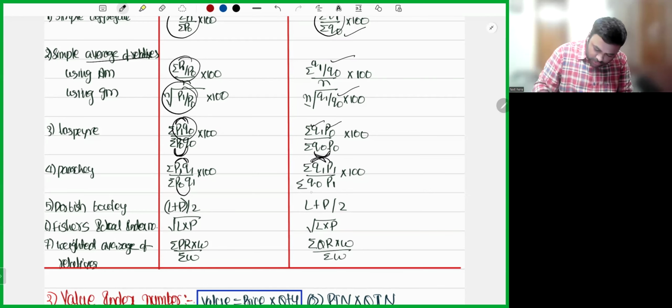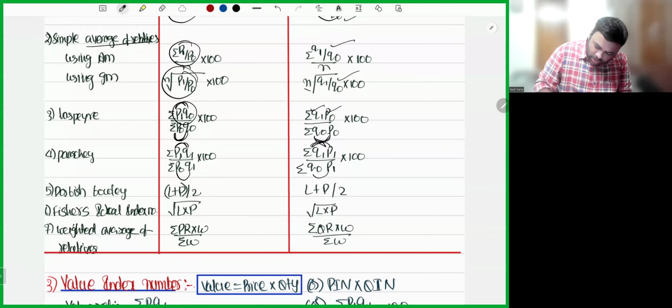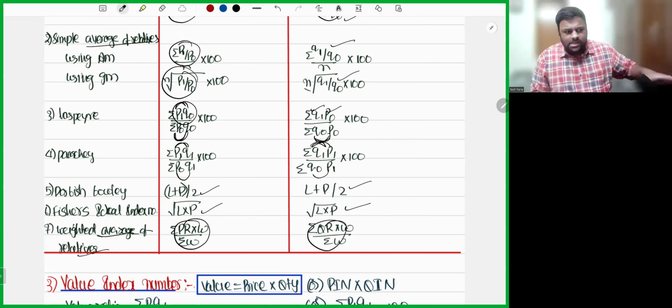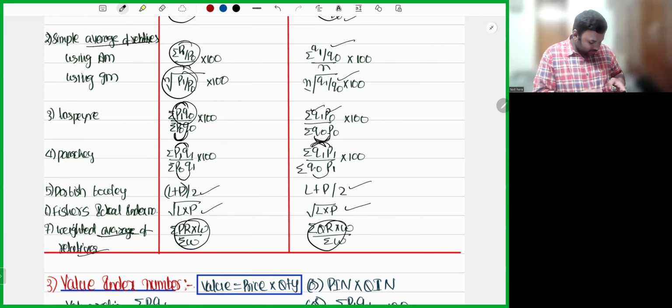P0, Q1, Q0, P1. Dorbish-Bowley, it's same. Fishers, it's same. Weighted average of relatives, price relatives into weights, quantity relatives into weights. See, simply what you're doing, you're just interchanging these values. That's it. There's nothing much special in this. So price and quantity, you are simply interchanging them.